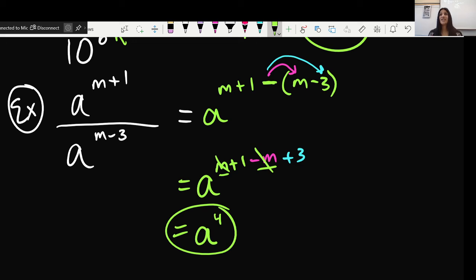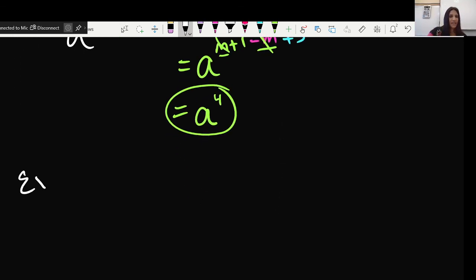Good? So it's like tiny nitpicky little details. The fact that over here, we need to distribute that negative, so we need to make sure that we remember to put those brackets there. Does that make sense so far? Okay, so let's do another one. Let's combine a few things.